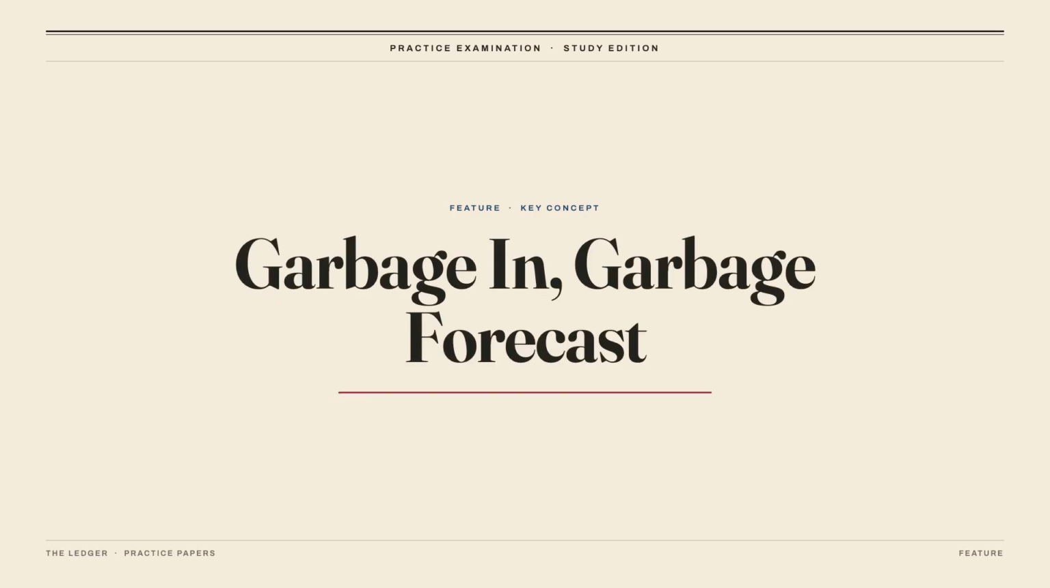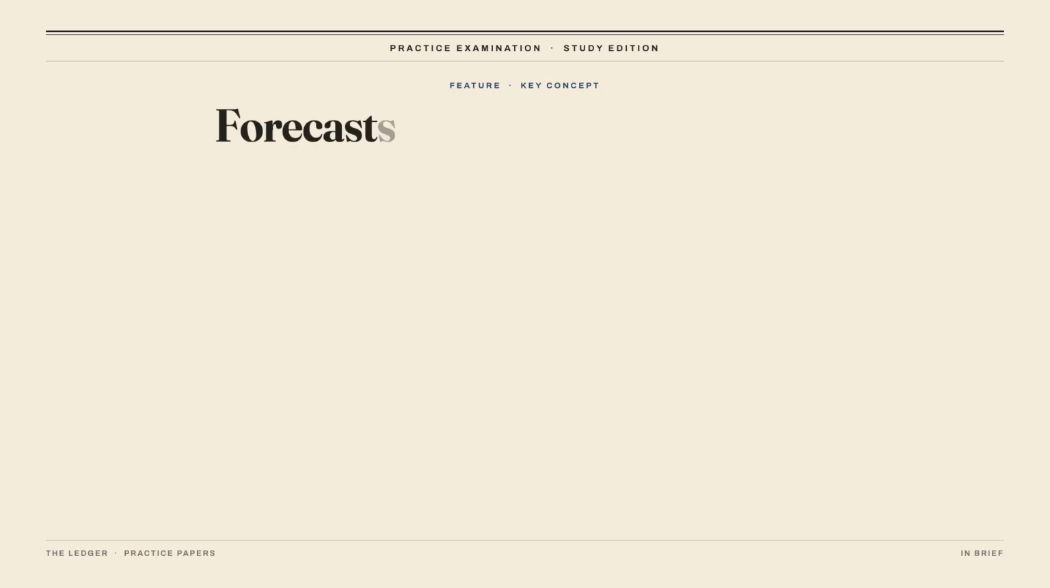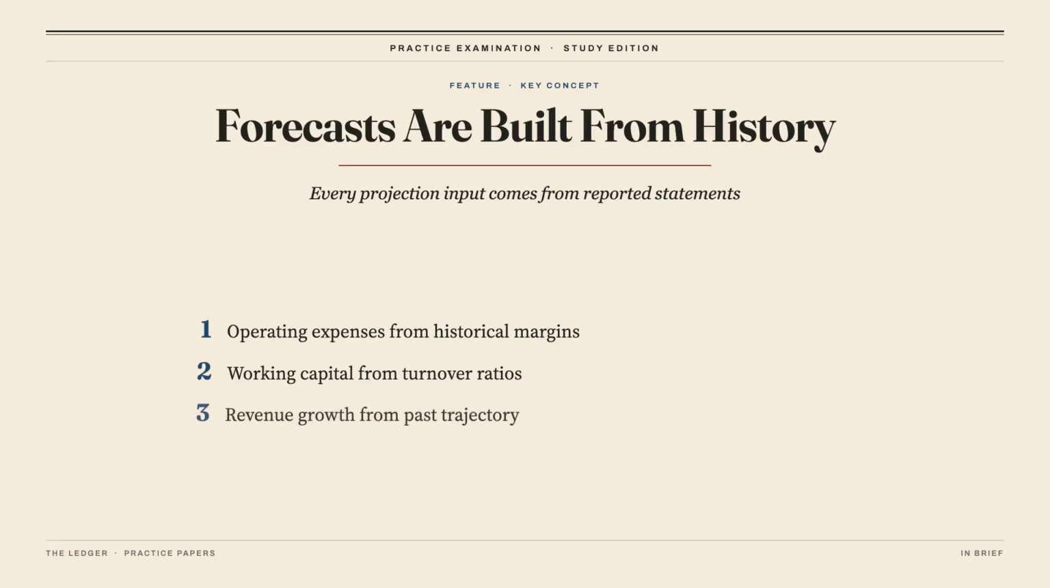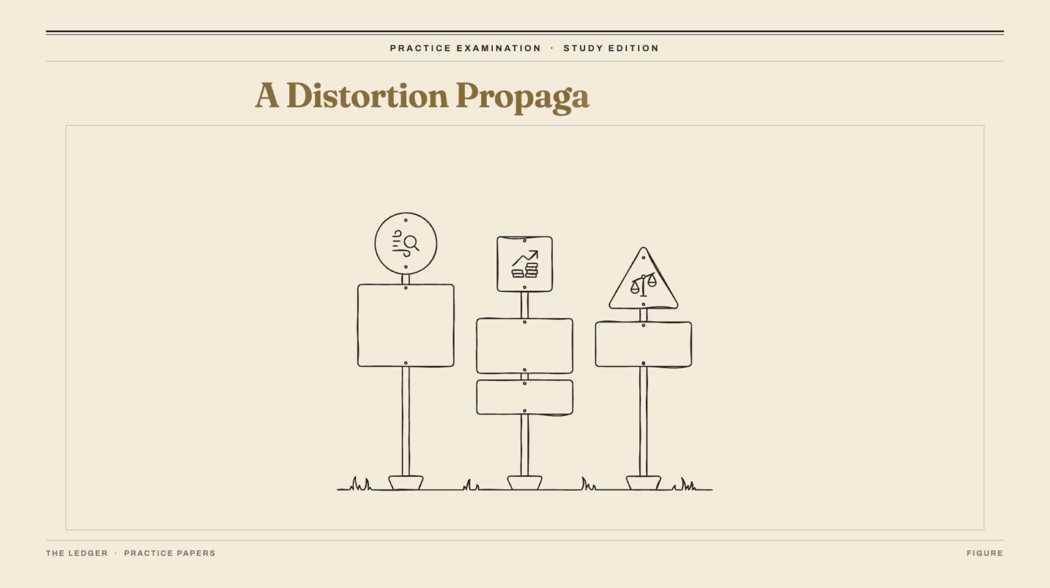A forecast is only as trustworthy as the historical numbers it extends. That's the mechanical link between checking accounting quality and building a projection. To project expenses, an analyst uses historical margins. To project working capital, historical turnover between revenue, receivables, inventory, and payables. To project growth, the company's demonstrated trajectory. Every input comes straight from the reported statements.